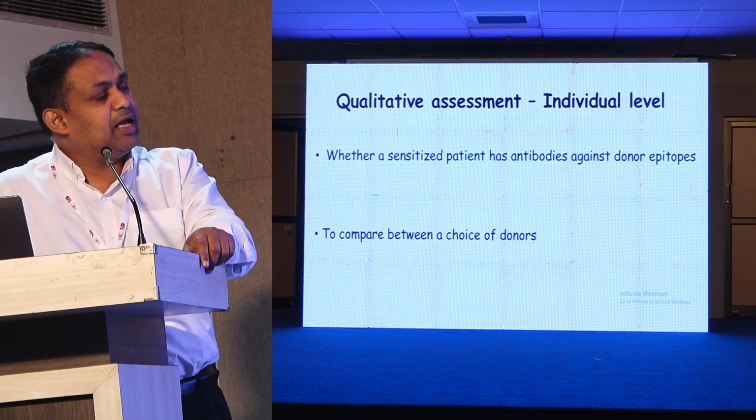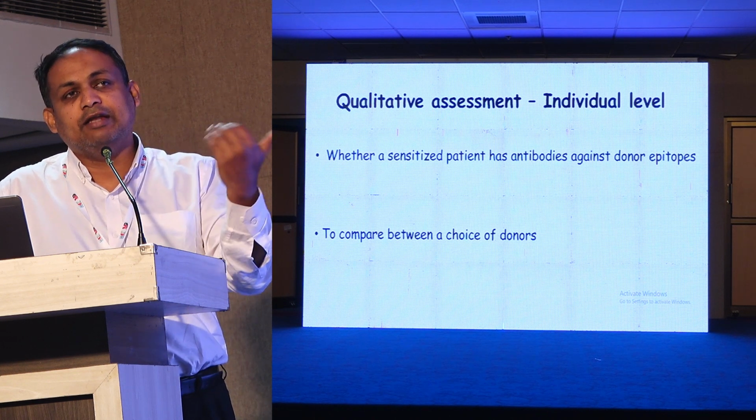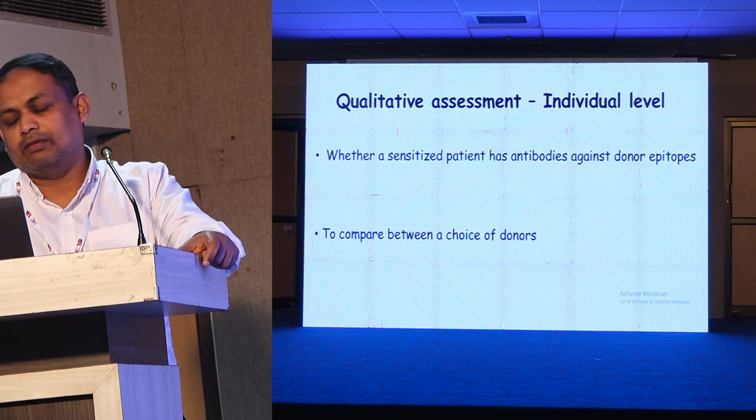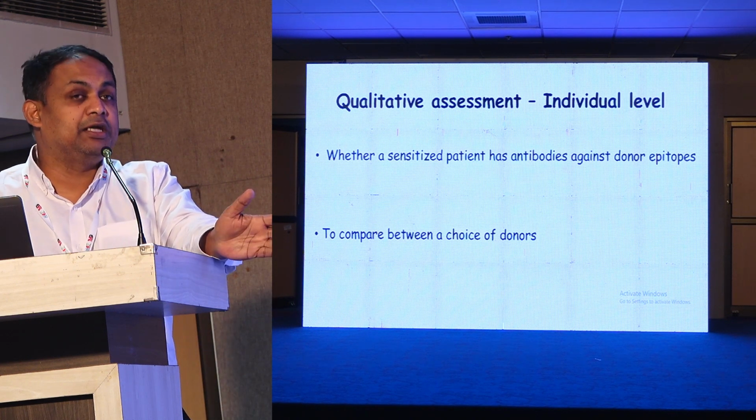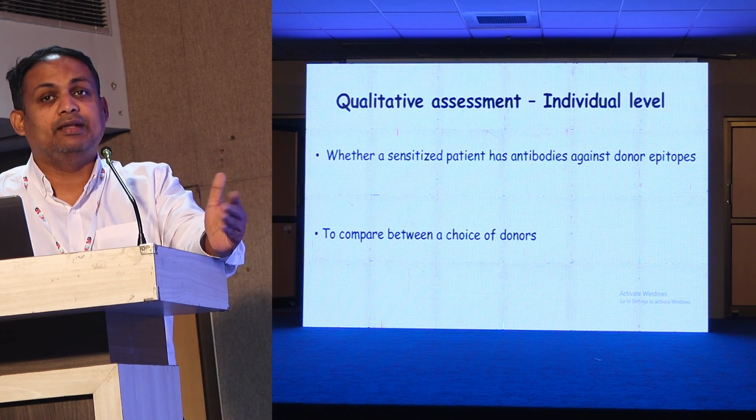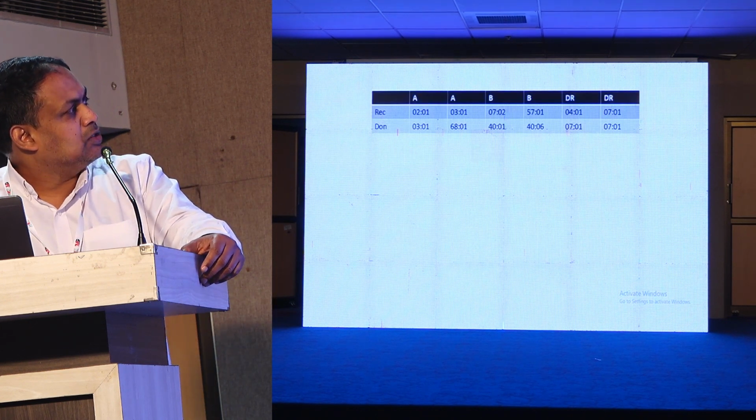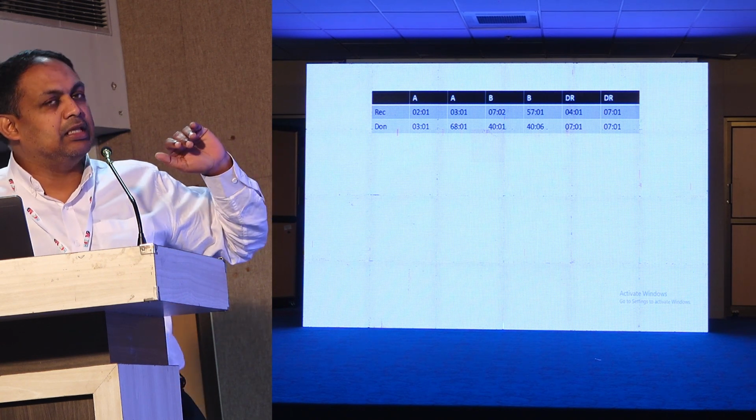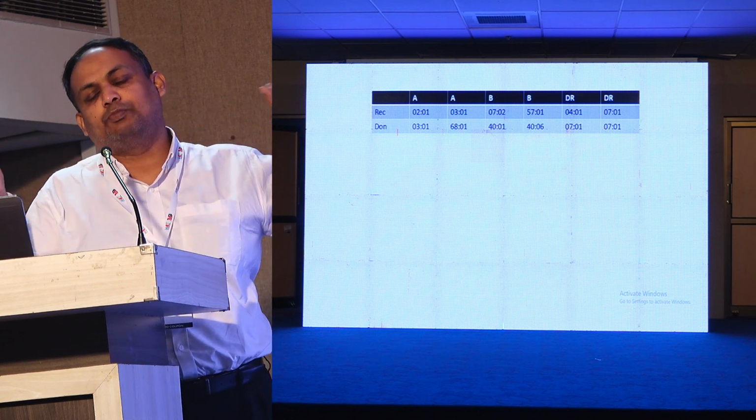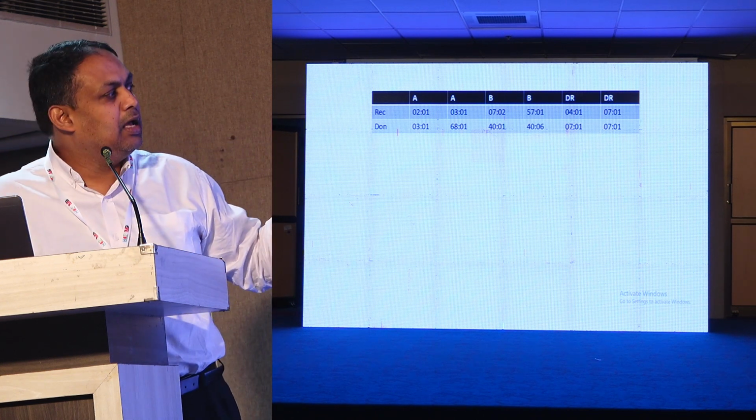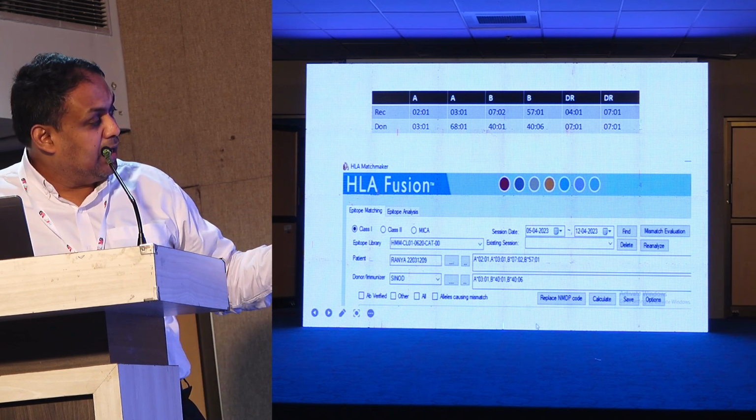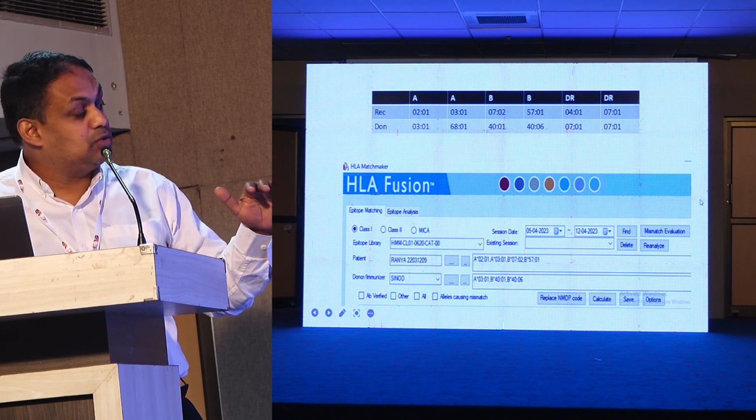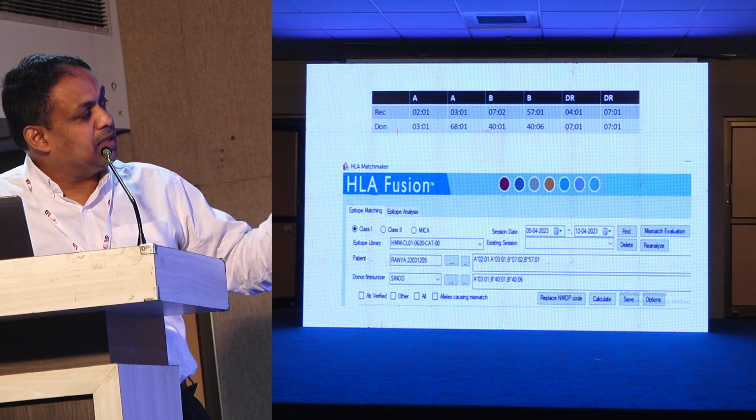On an individual level, the information that I want is whether my sensitized patient is going to get a donor without epitopes antagonizing against it, or I have multiple donors, just like we discussed this morning. Then the real choice between donors comes. So this is the recipient and donor HLA typing. The computer gives you the epitopes when you just put your high resolution HLA typing into it. Put in your recipient HLA and your donor HLA. Class 1 and class 2 are done separately, and we just put it in.